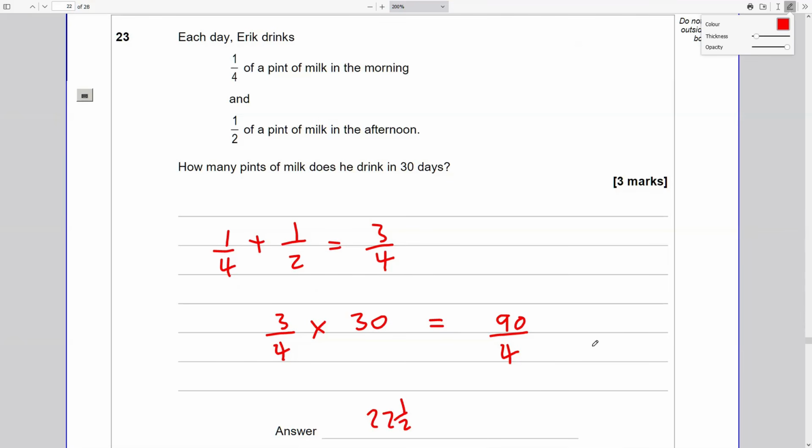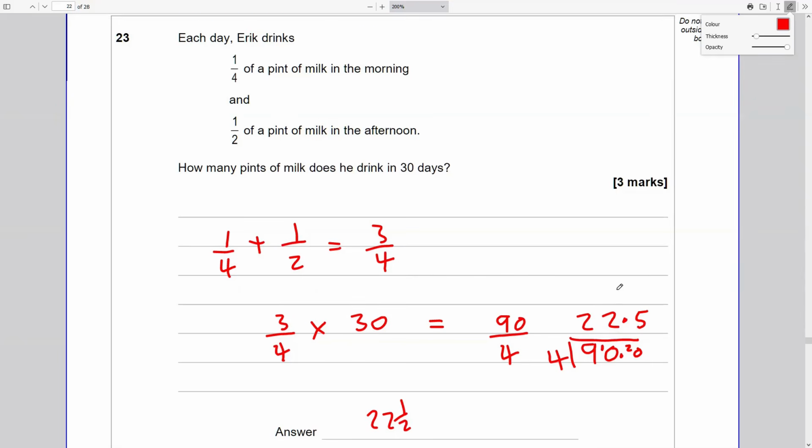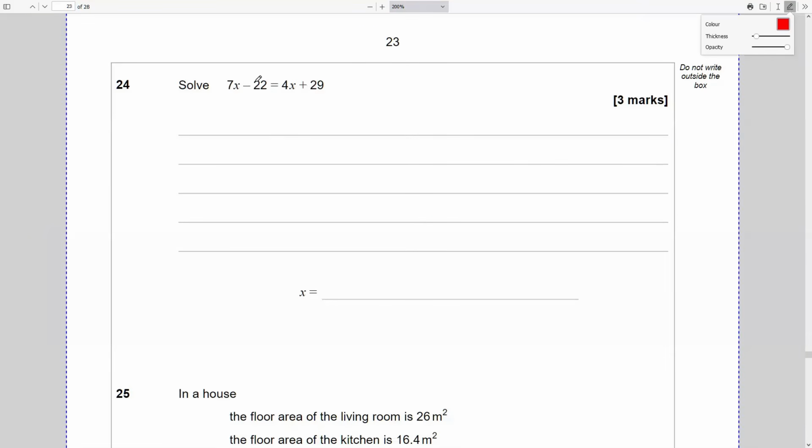But let's do it like this. 4's into 9, 2. 2, 8, and put a 1 there. 4's into 10 is 2. And then we've got 2 left over. So it's into this area now. 4's into 20 are 5. 22.5. Yeah.